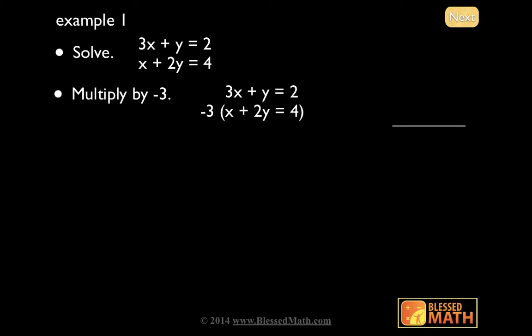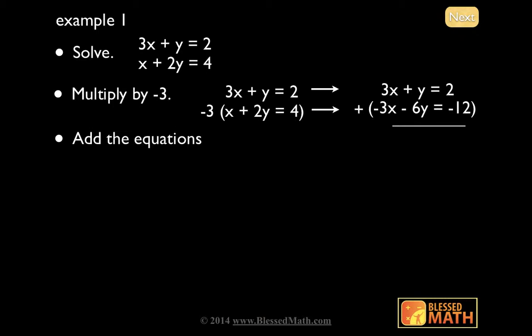So we take the first line, 3x plus y equals 2, and the second line we multiply by negative 3, and we end up with 3x plus y equals 2, and negative 3x minus 6y is equal to negative 12. Now we can eliminate the x variable since they have opposite coefficients by adding. 3x plus negative 3x is 0x, or 0. And y plus negative 6y is negative 5y. 2 plus negative 12 is negative 10.